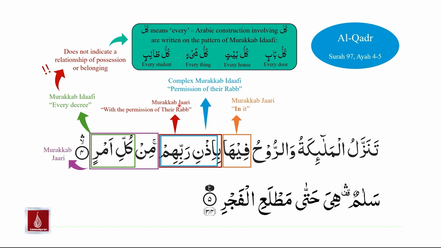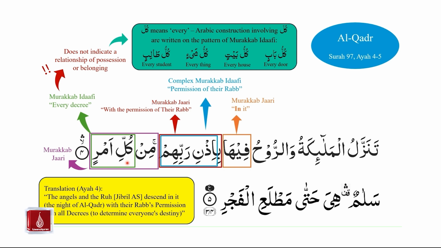Finally, min kulli amrin. Min is a harf jar and min kulli amrin is a murakkab jari. Min is harf jar and it is followed by an ism that is majroor. Taken together, the entire ayah can be translated as the angels and the Ruh, Jibreel alayhi salam, descend in it, that is the night of Al-Qadr, with their Rabb's permission with all decrees, that is, to determine everyone's destiny.